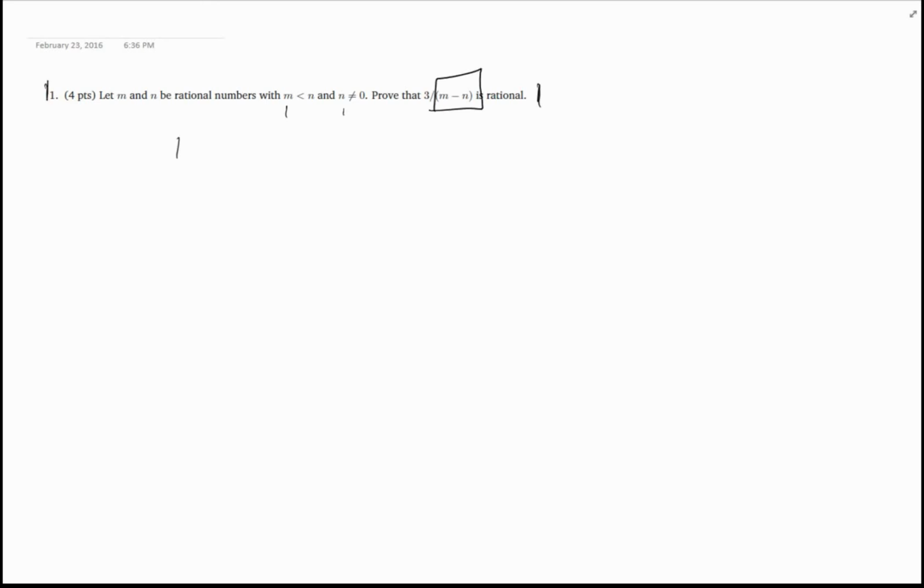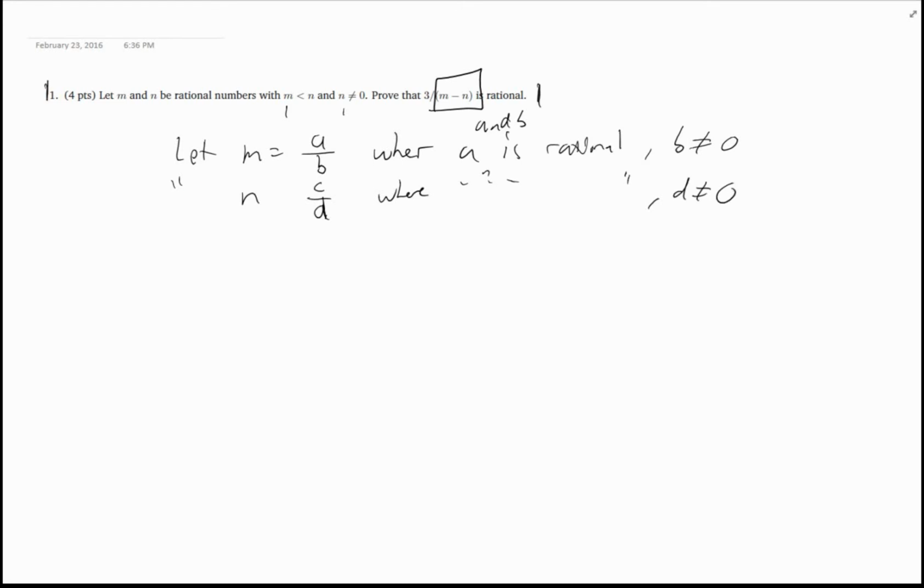Alright, so you say let m equal a over b, where a is rational and b is rational, where b cannot be equal to 0. You do the exact same thing for n, but it's c and d, where d is not equal to 0. So then, all you do is substitute it in.